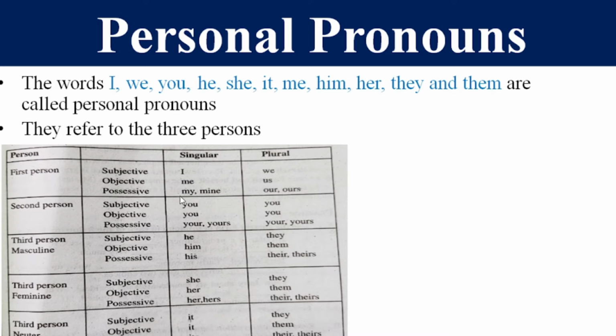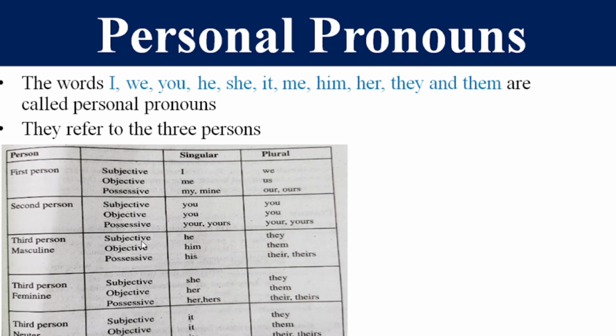In possessive, singular is my or mine, so plural form is ours. In the second person, the subjective is you and in plural form is also you. In the position of objective, singular is you, plural is also you. In possessive, the pronouns are your, yours, and plural form is your, yours.